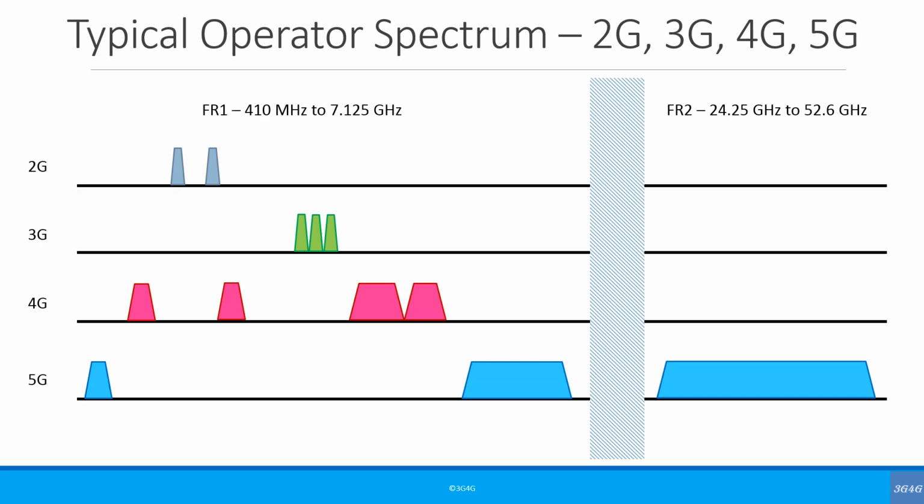Then you have millimeter wave bands. Of course, different operators have different chunks of millimeter wave bands. Some operators don't have millimeter wave bands. So this is typically just showing how the 2G, 3G, 4G and 5G spectrum will look.